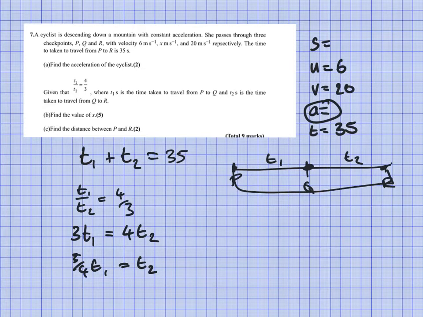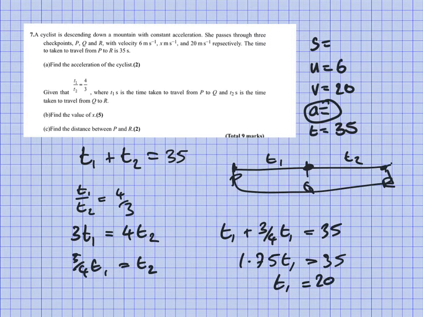Okay, so given that they add up together to make 35, I can now substitute in for T2. I can say T1 plus 3/4 of T1, that's T2, equals 35. So that's 1.75 times T1 equals 35. So T1 equals 35 divided by 1.75, which is 20. Therefore, T2 must be 15. Okay, that's very useful because that now allows us to go back and work out the time taken.